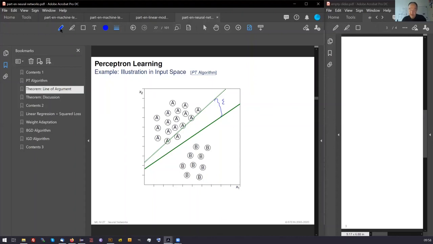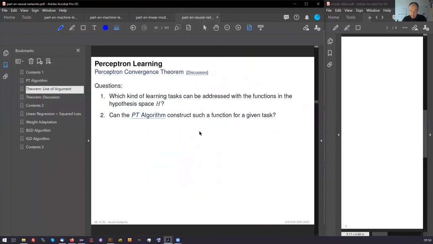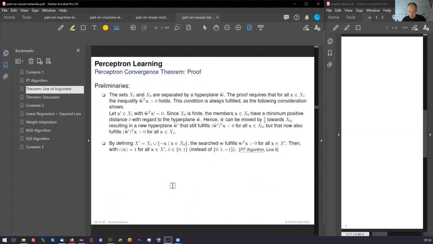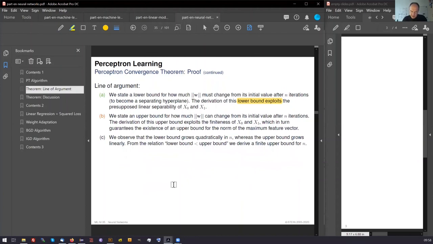This insight, together with the so-called Cauchy-Schwarz inequality, sorry, that's the wrong direction, makes this line of argument. And then a few slides follow where this is more formulated, but these are the two key aspects. There's a finite lower bound for a movement. You can directly derive this from the size of the weight vector. And there is a Cauchy-Schwarz inequality.